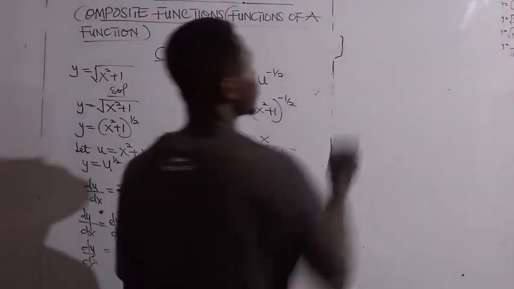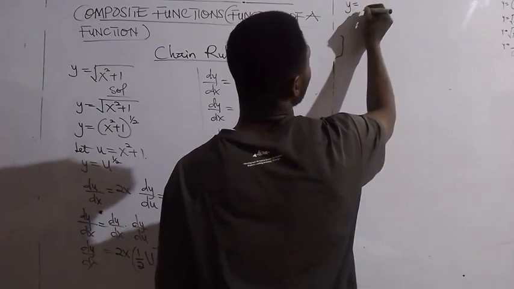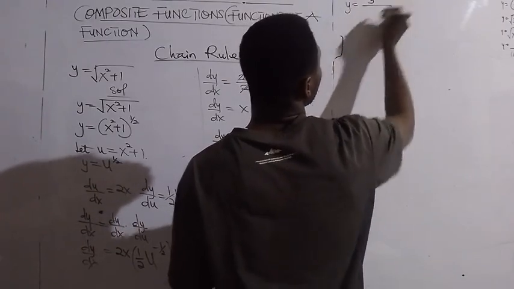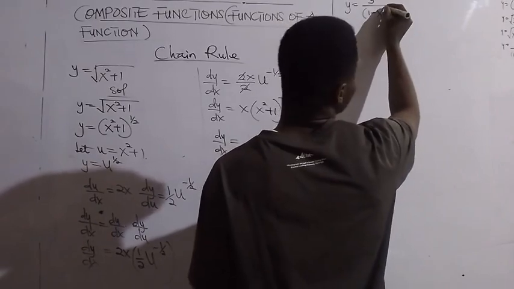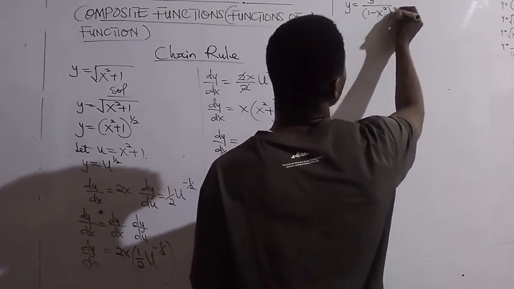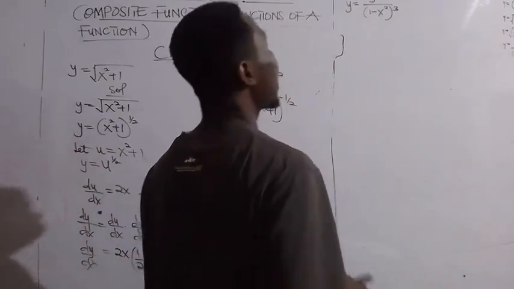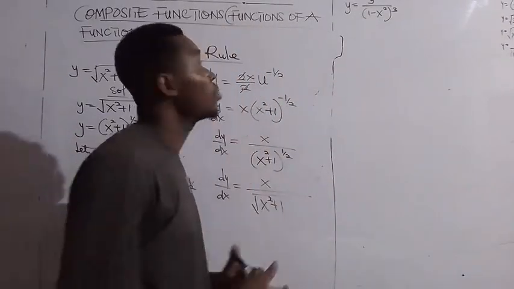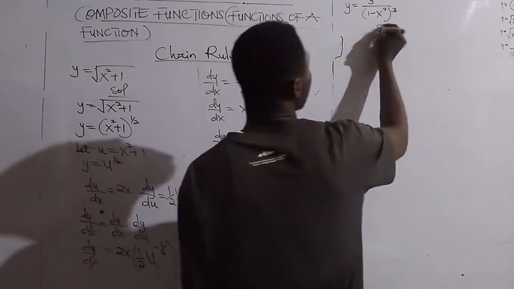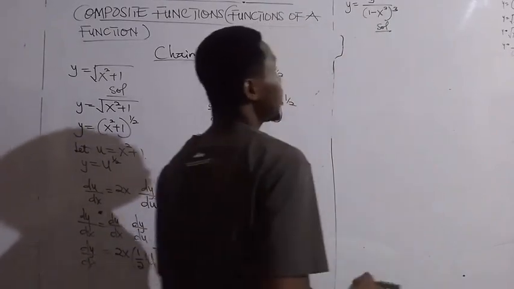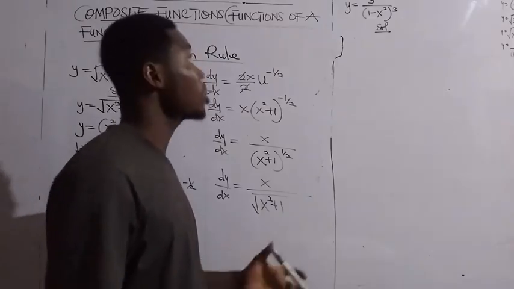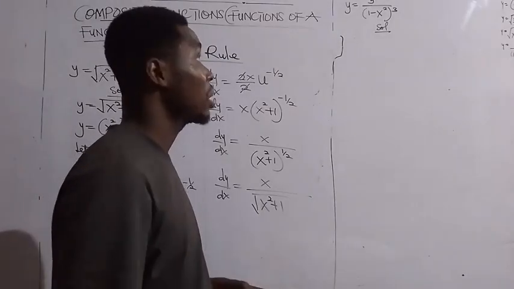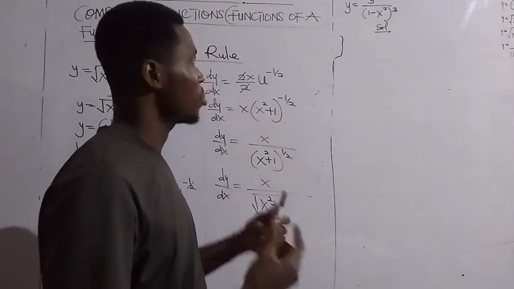So for our last question, we have y is equal to 5 all over 1 minus x squared, cubed. This is what we have. How do we solve it? We rewrite it. When you look at this, somebody will say that we can solve it with what? Quotient rule. Yes, you can quickly use quotient rule also to solve it.